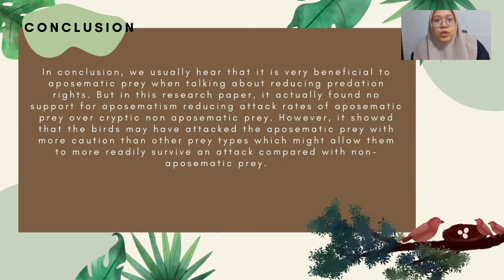In conclusion, we usually hear that it is very beneficial to aposematic prey when talking about reducing predation, right? But in this research paper, it actually found no support for aposematism reducing attack rates of aposematic prey over cryptic non-aposematic prey. However, it shows that the bird may have attacked the aposematic prey with more caution than other prey types, which might allow them to more readily survive an attack.